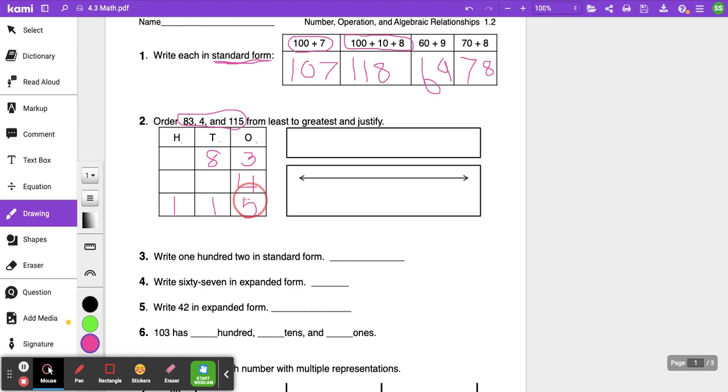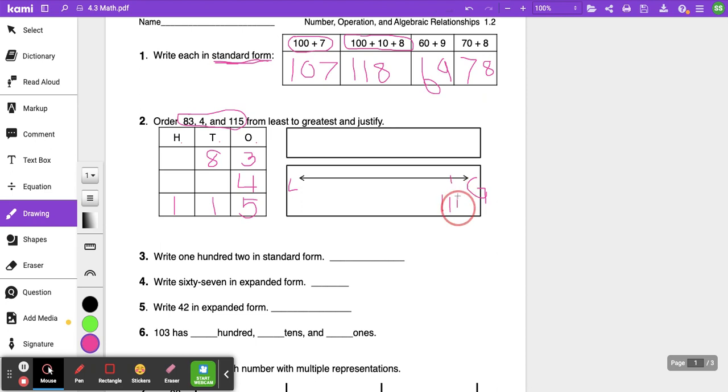Then to compare them and put them on the number line, I'm going to do the same thing we always did. First, looking at the hundreds place, I see it right away. There's this one here that has 100. So I know that it's the largest. I'm going to put it all the way over here because my number line is always least to greatest. So we're going to go ahead and put in here as the greatest number being 115.